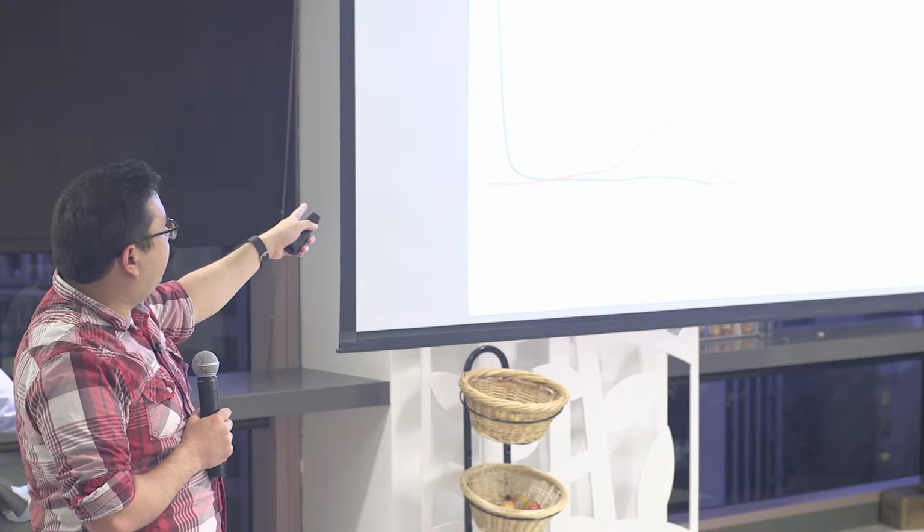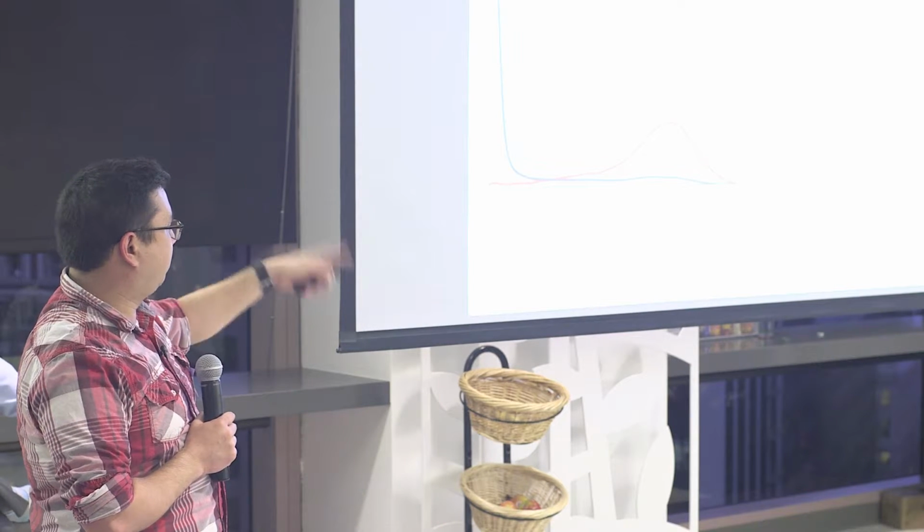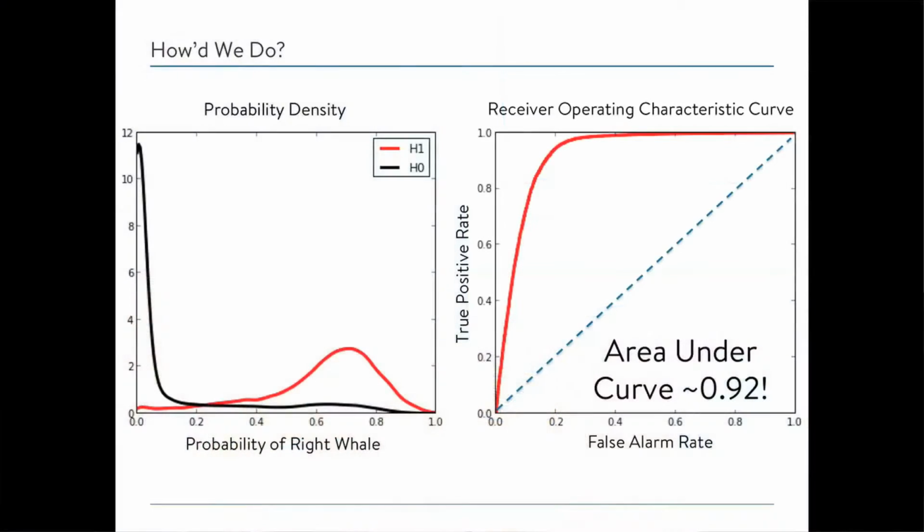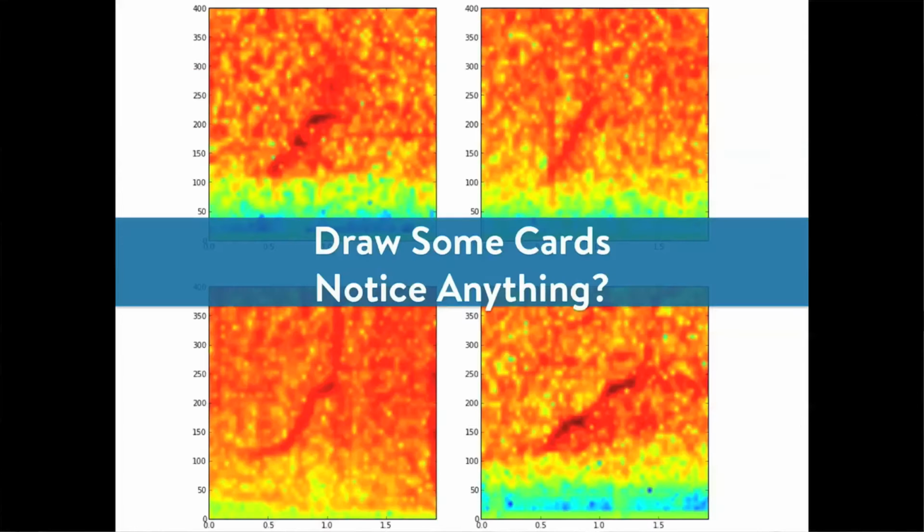On the left here, I've got probability densities of the right whales versus the non-right whales. And you can see there's a lot of separation. But really what I'm interested in are these whales that I've missed, because I've got this long tail and I'd like to understand why. And so the first step is, let's draw some cards, right?